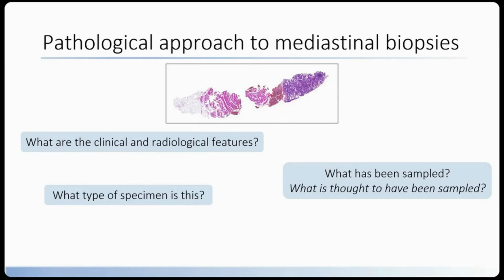The next thing I think that's really important to consider is what type of specimen are you looking at? What I've intended to do in the whole of this talk is purely to focus on biopsies, not to focus on resections, because I think that hopefully makes it more applicable to a broader audience than just those who may be working in a thoracic surgical center. So knowing what kind of specimen it is is really helpful, although obviously that's relatively straightforward.